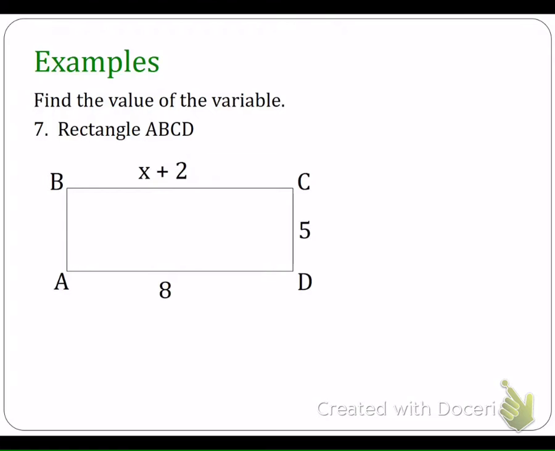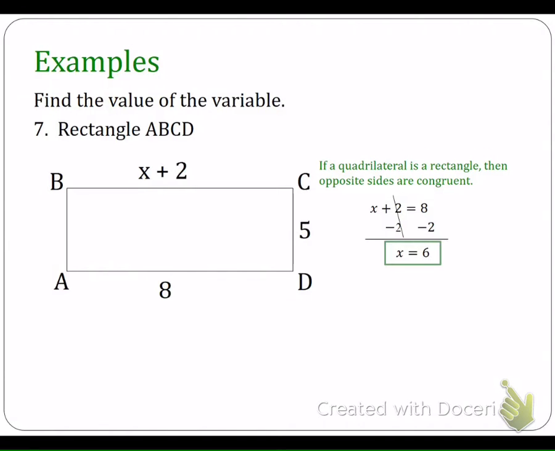So yesterday we stopped at 6. That's why we're just jumping right into 7 right now. This says that we are going to find the value of the variable for this rectangle. So what do I know about opposite sides of a rectangle? Congruent. The opposite sides are congruent just like any other parallelogram. So how am I going to find x? X plus 2 equals 5. No. Opposite sides, not consecutive sides. Opposite sides. So x plus 2 equals 8. X equals 6. Good. Questions on this one?